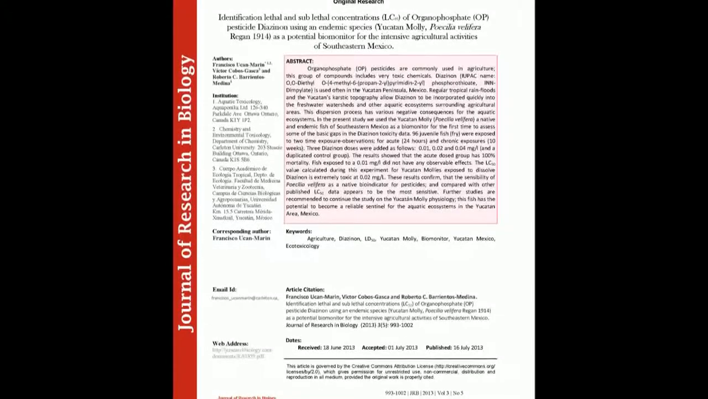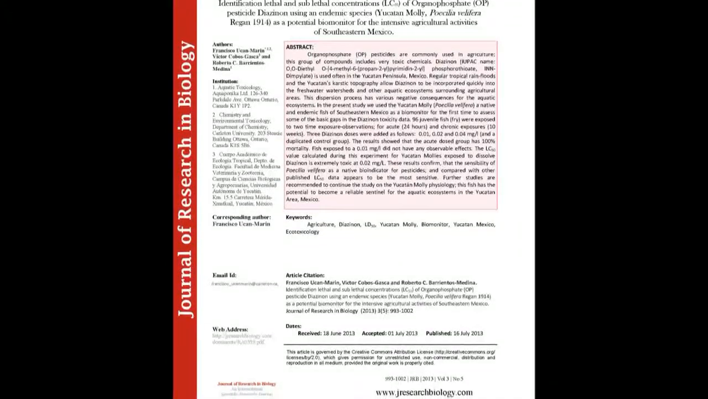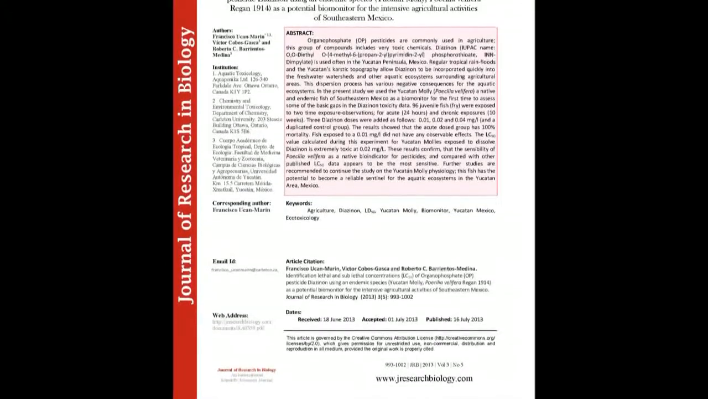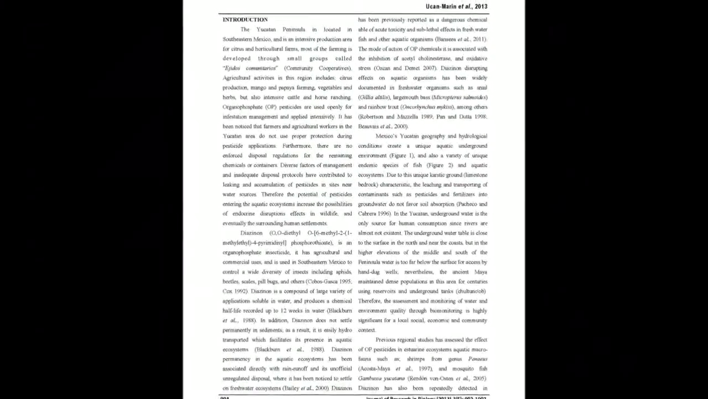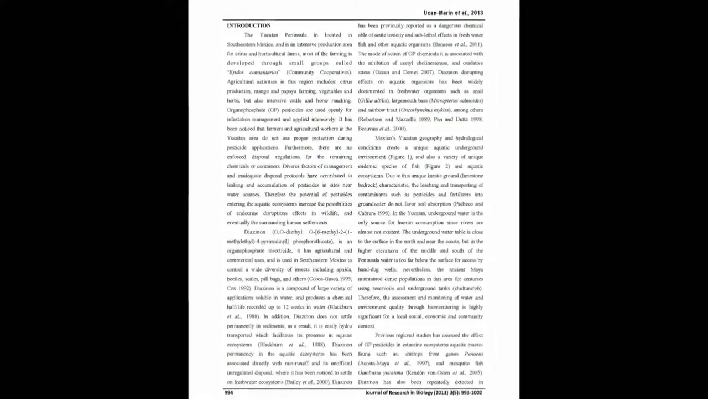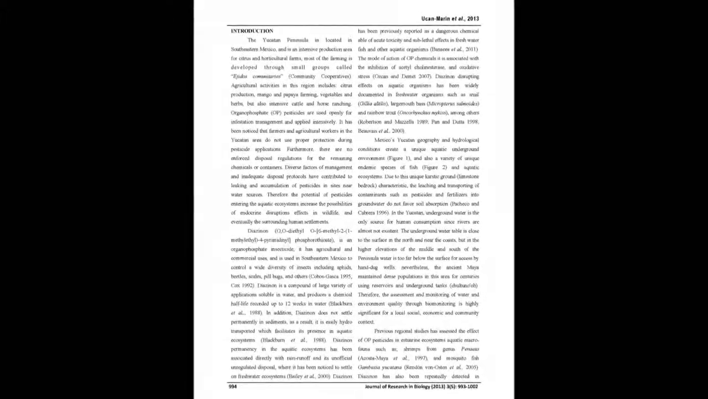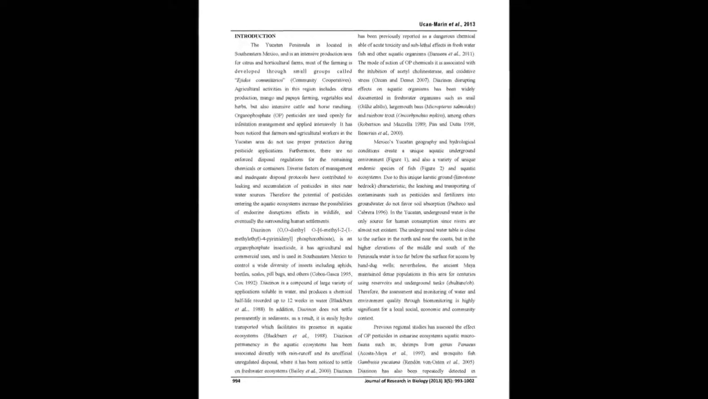Organophosphate pesticides are commonly used in agriculture. This group of compounds includes very toxic chemicals. Diazinon, IUPAC name O,O-diethyl O-[4-methyl-6-(propan-2-yl)pyrimidin-2-yl] phosphorothioate, also known as dimpylate, is used often in the Yucatan Peninsula, Mexico.